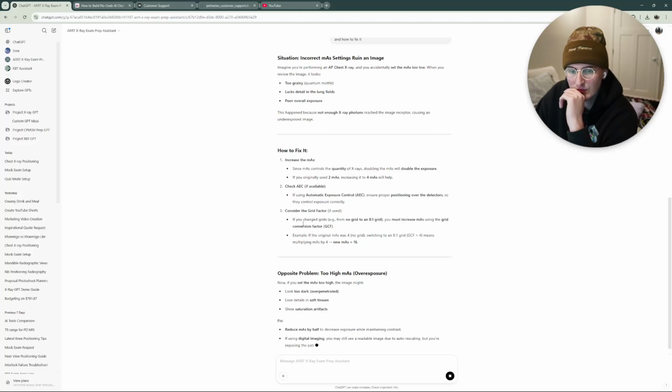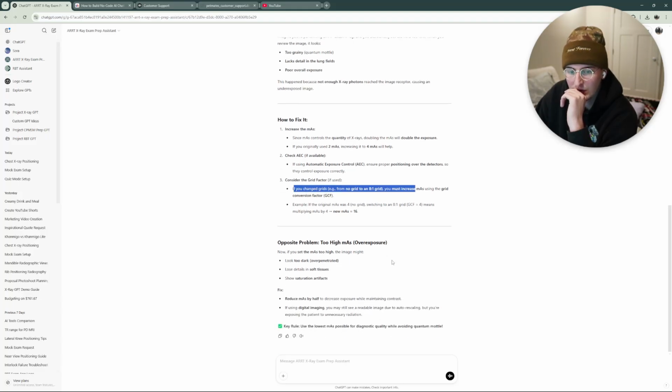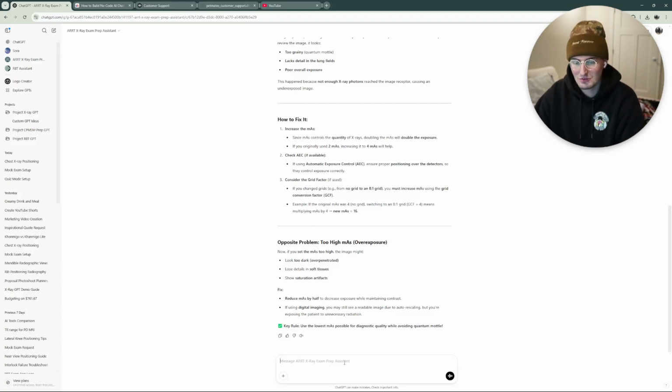It also says to consider the grid factor if you change grids, and so on. Then there's an opposite problem, problem 2, and it gives you the opposite problem. I didn't ask for it, but hey, that works too. Let's be more specific. Let's do that question again: describe a situation where incorrect mAs settings ruin an image.